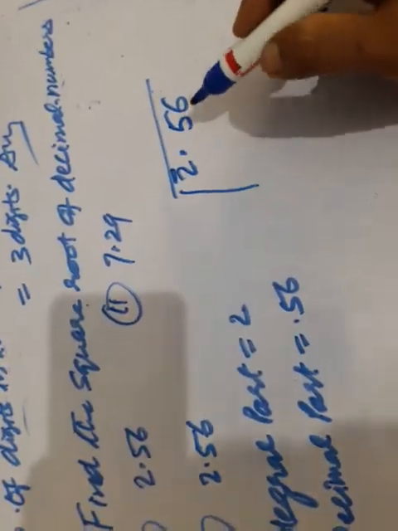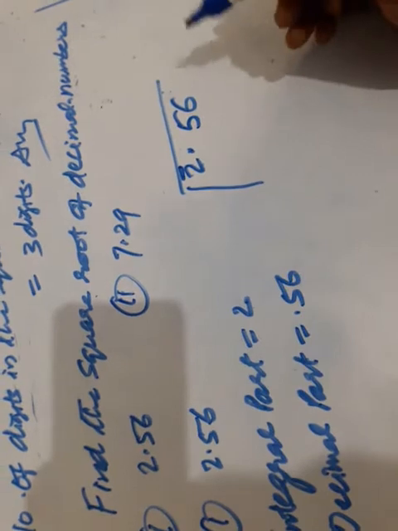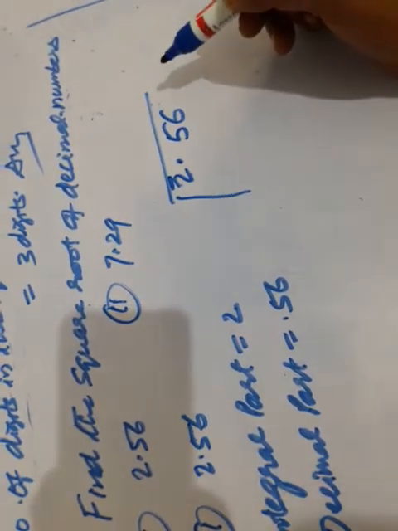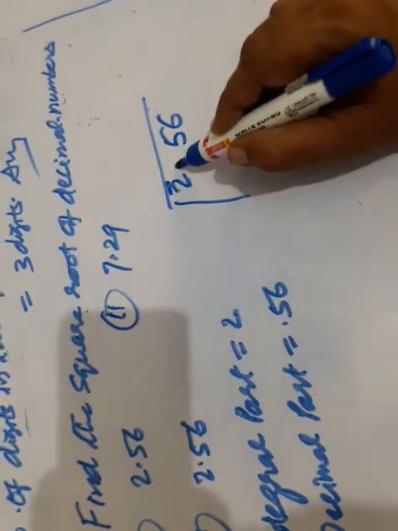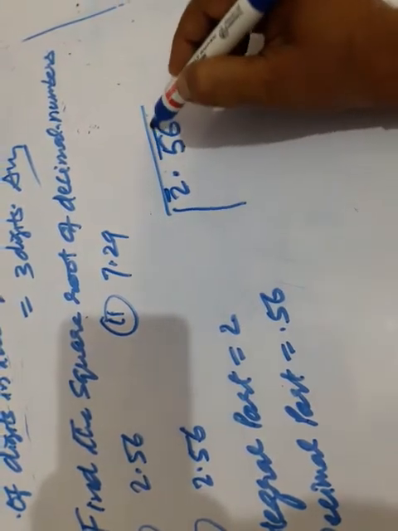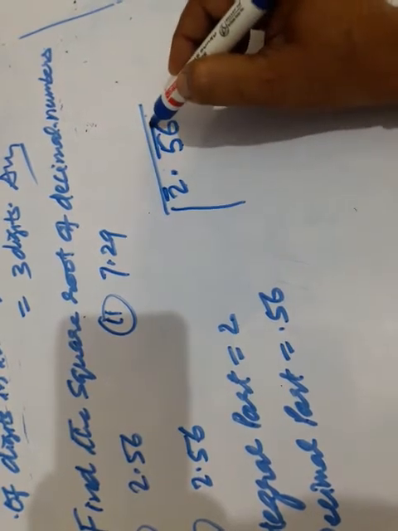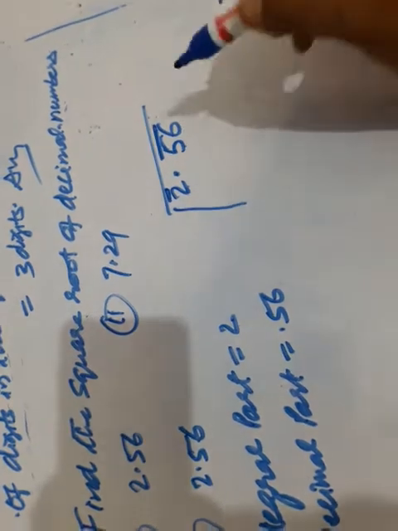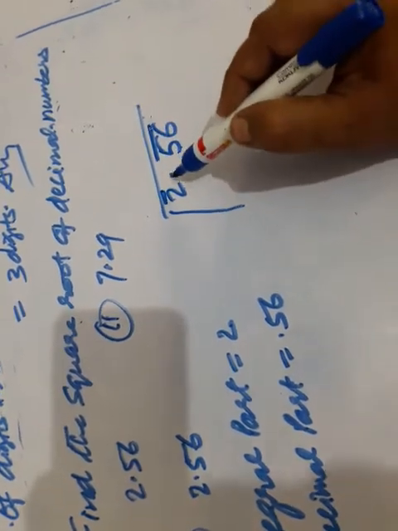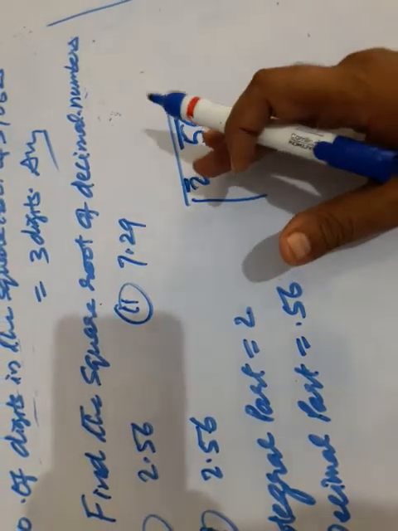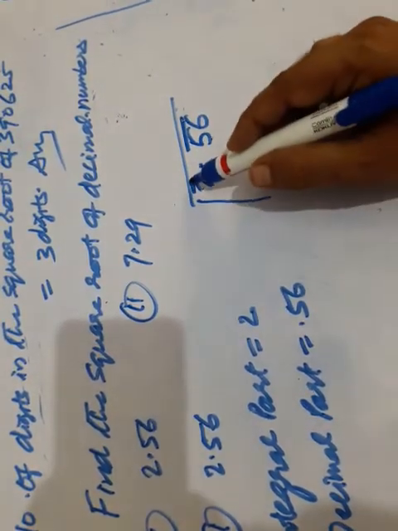Now while making the pairs for the decimal part, we have to start from the first place after the decimal point. The first place after the decimal point is your 5. So 5 6 will be the pair, and we will put the bar over 56. For the integral part we will make pairs and put the bars as usual, like the whole numbers.